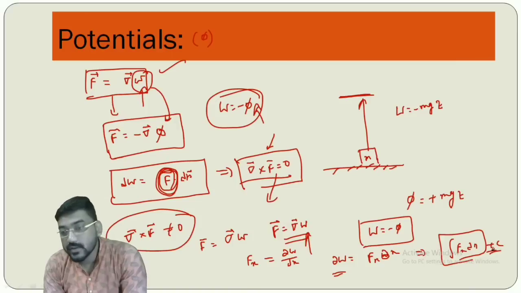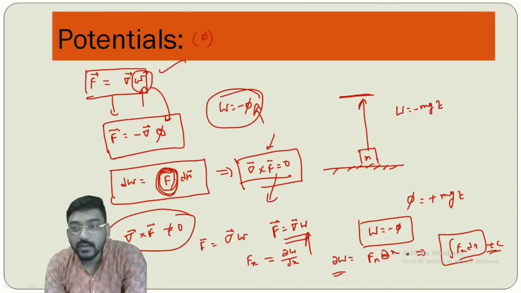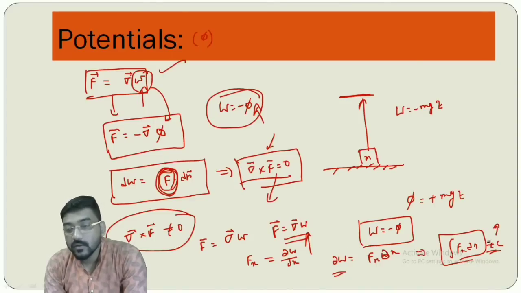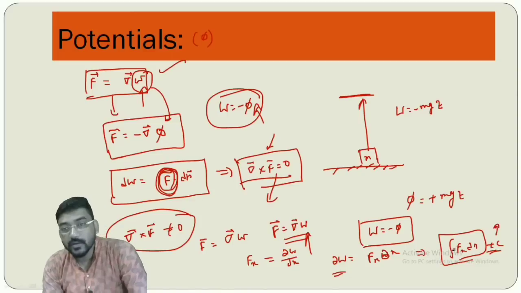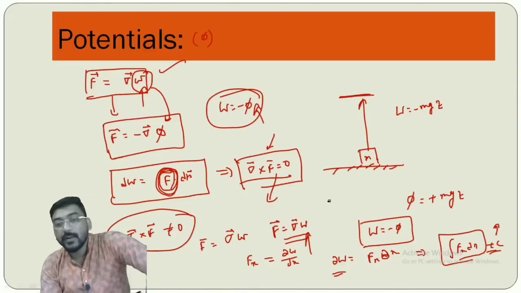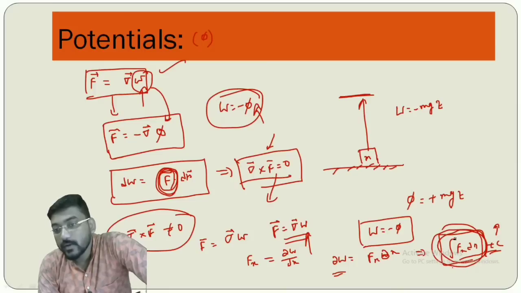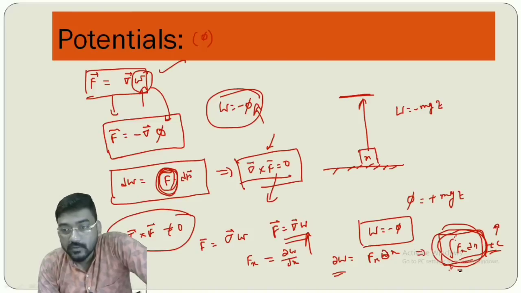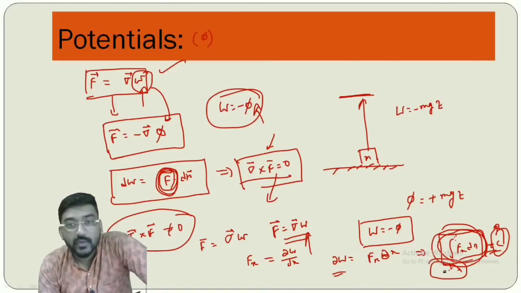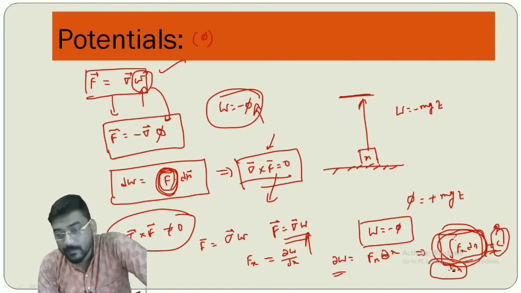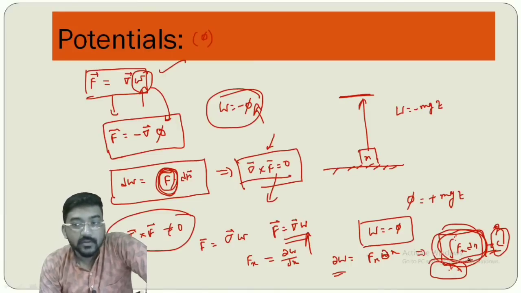To find out this integrating constant, what do you have to do? It will depend on how you choose the initial point. It will depend on the points, because this f dx is work done, so you have to choose an initial point to a final point. So the integration constant will depend on your choice of origin, from where you are going to find this integration.